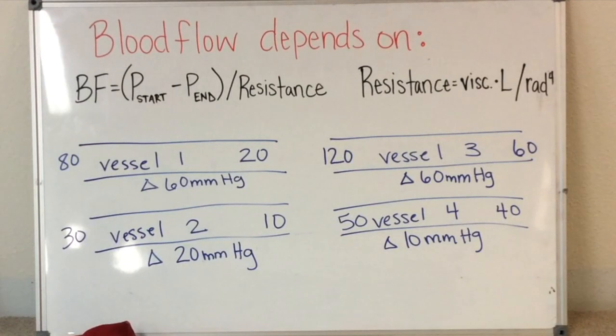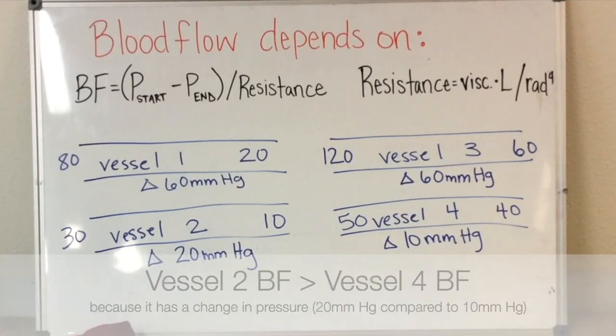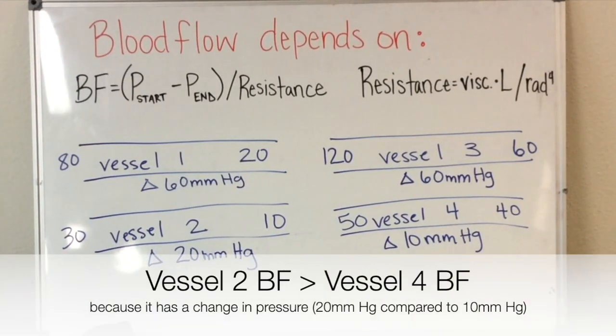If we look at vessel 2 compared to vessel 4, even though vessel 2 starts out at a lower pressure than vessel 4, it has a drop of 20 millimeters of mercury compared to vessel 4's 10 millimeters of mercury. Therefore, vessel 2 will have a greater blood flow than vessel 4 if resistance is the same because it has a greater pressure change.